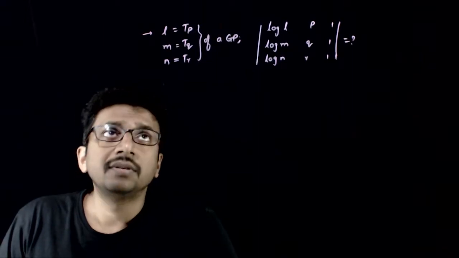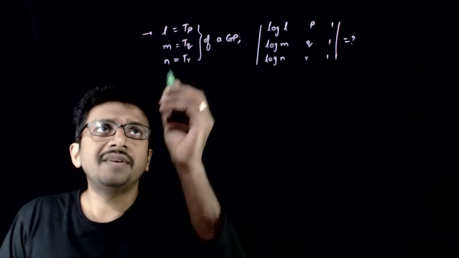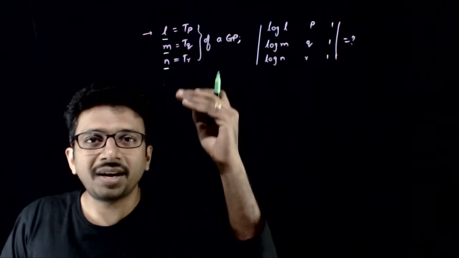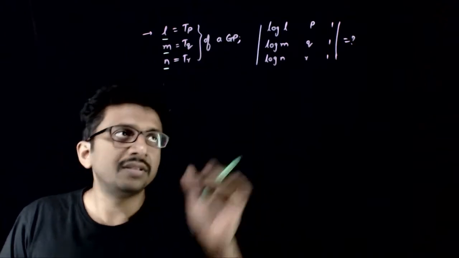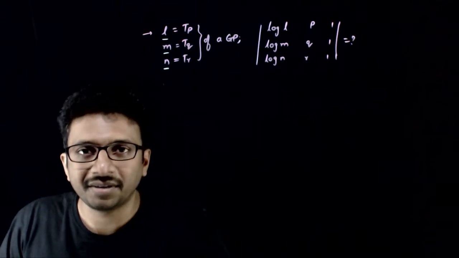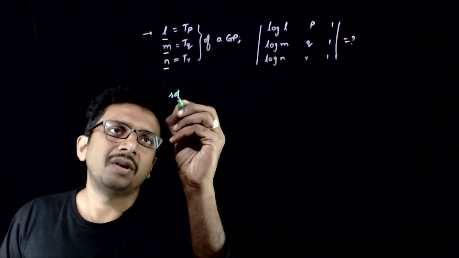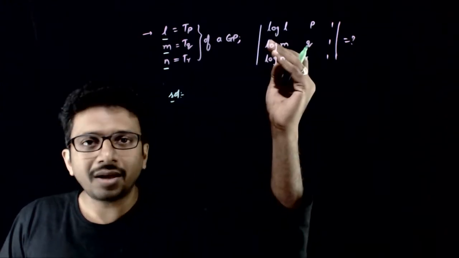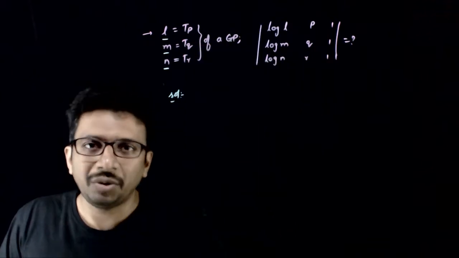So welcome students. In this question, it's given that L, M and N are the pth, qth and rth terms of a GP. If that is so, what is the value of this determinant? So log L, log M and log N. We need to convert log L, log M and log N into terms of P, Q, R.